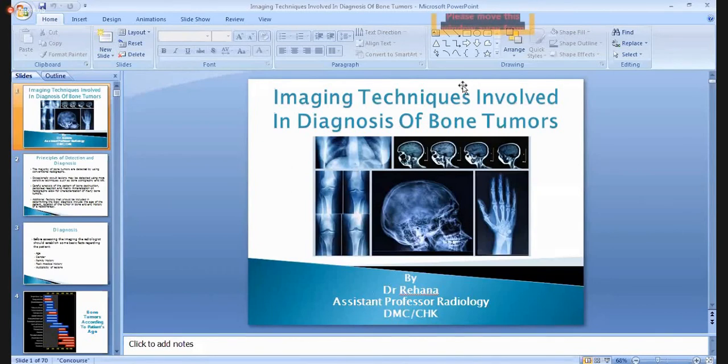The best imaging modality is the CT, but because of the ionizing rays, we go for the MRI. The best non-ionizing is the MRI. Then contrast MRI, which shows the enhancing nodule.